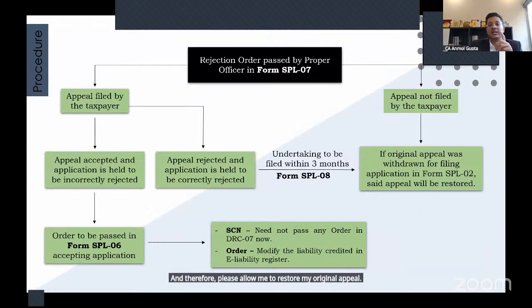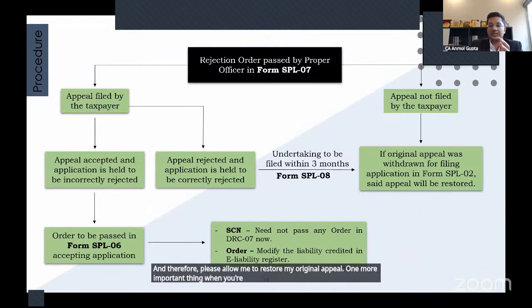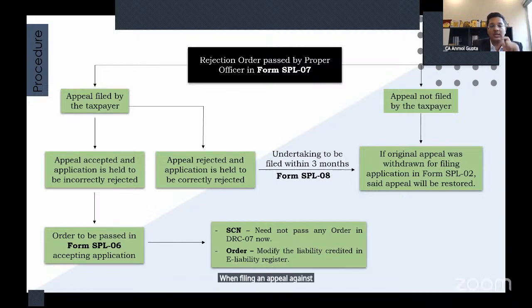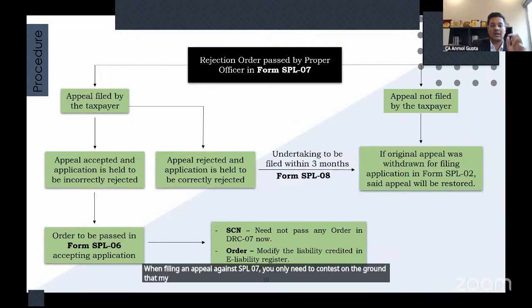One more important thing: when you are filing an appeal against SPL 07, you cannot contest the merits of the case. You cannot say, sir, my 2A versus 3B liability should not be there, my 2A has increased, or I have the supplier certificate. No. When filing an appeal against SPL 07, you only need to contest on the ground that my rejection is improper, I am eligible under this scheme by virtue of so and so provision or by virtue of so and so circular.